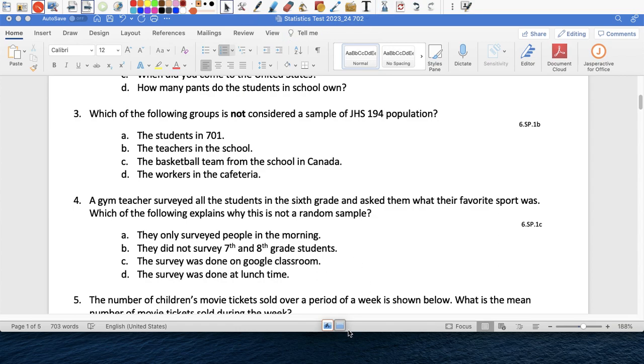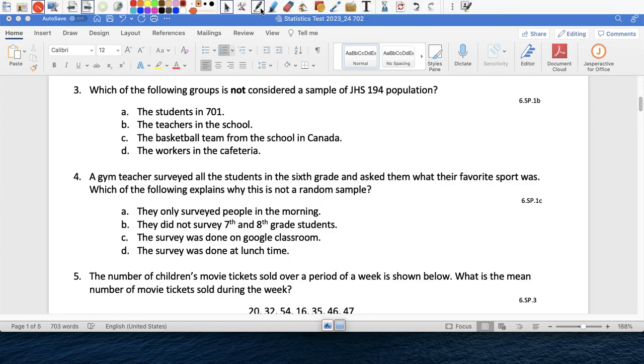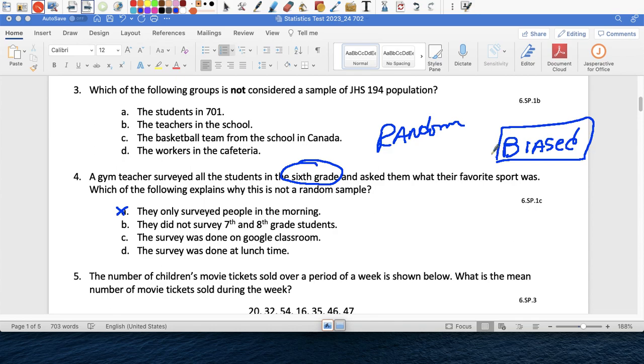4, a gym teacher surveyed all the students in the 6th grade and asked them what their favorite sport was. Which of the following explains why this is not a random sample? So which of these explain why this survey that the gym teacher created was not random? So A, they only surveyed people in the morning? No. They did not survey 7th and 8th grade students. So when the gym teacher surveyed the students to ask them what their favorite sport was, he only asked the 6th grade. Did he ask the 7th grade? No. Did he ask the 8th grade? No. So is this survey random? Or is the survey biased? The survey is biased. And so the correct answer is B.